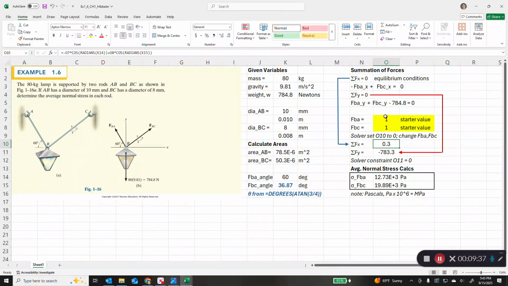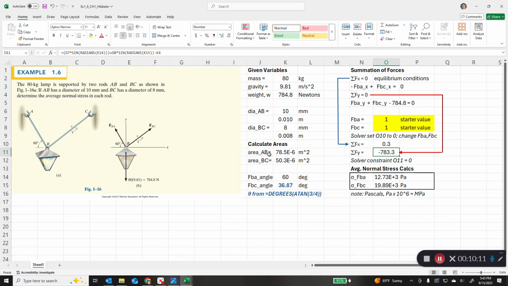And we need to get to the right number so that the sum of the forces in the x direction is 0. So this is probably one of the more important calculations, is that you're actually calculating what the sum of the forces in the x direction should be. So you'd have minus F_BA cosine of 60, and then plus F_BC cosine of 36.87, and those together are going to equal 0 if you add those together. But they don't. They equal 0.3 right now, which is fine.